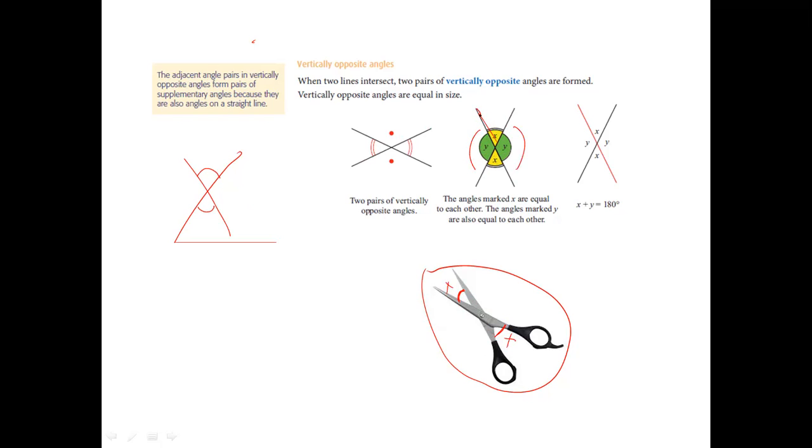So if this straight line is supplementary angles, what was a supplementary? Add up to 180. So x plus y must be 180 degrees, because it's a straight line. And also this straight line must be equal to 180. So in other words, it's supplementary angles.